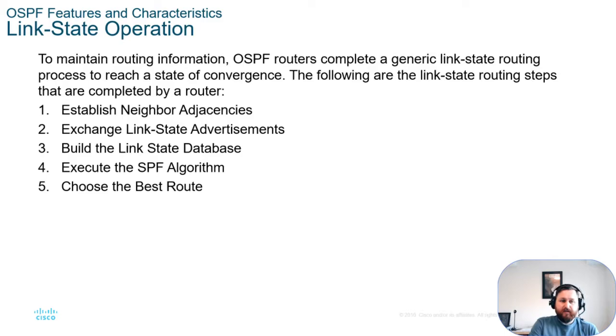So in the process of OSPF, how it initially goes through, our routers will start off by going through what's known as the link state routing process. These routing steps for each router are completed in this specific order: establishing neighbor adjacencies, exchanging link state advertisements, building a link state database, executing the SPF algorithm, and then choosing the best paths, and those best routes get added into each router's routing table.